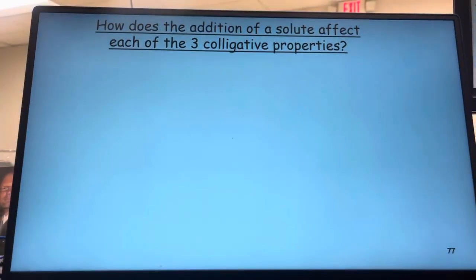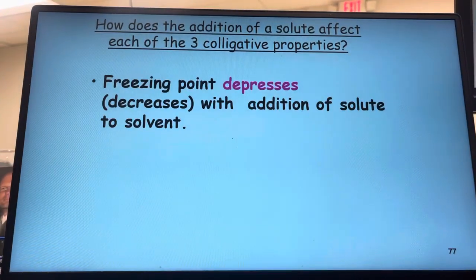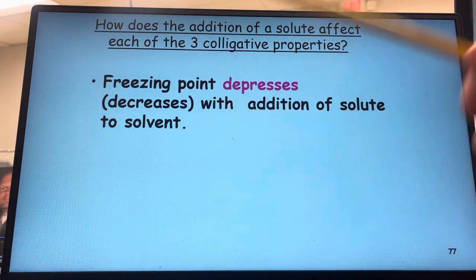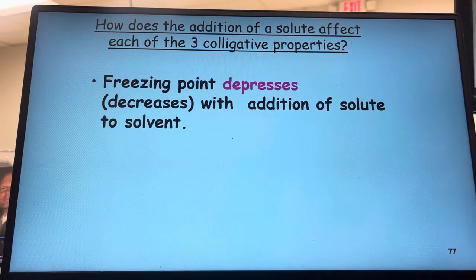All right, not far now, almost done. Last one, freezing point. Freezing point will depress, that means go down, with addition of solute to solvent. You'll lower the freezing point. You'll have to make it colder to freeze it. Like I said before, that's why salt water freezes at a lower temperature. It'll take longer to freeze salt water than it will to freeze fresh water.